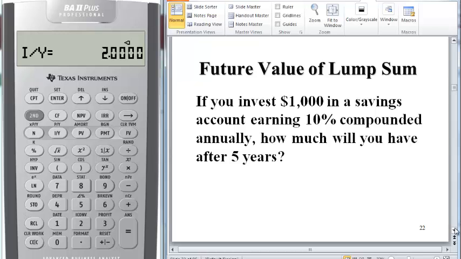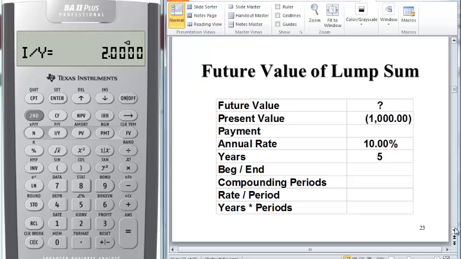Let's look at an example. If I invested $1,000 into a savings account earning 10% compounded annually, how much will I have in 5 years? So what's in our problem? We have a present value of 1,000. We have an annual rate of 10% in 5 years. I'm solving for future value.